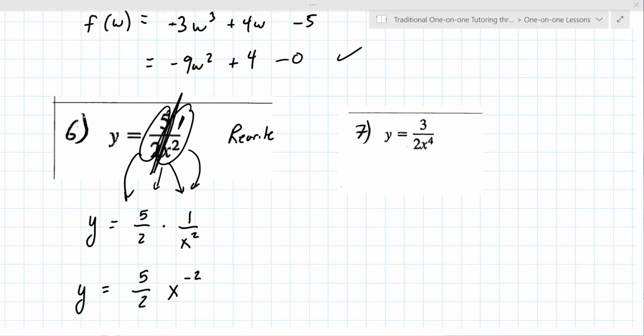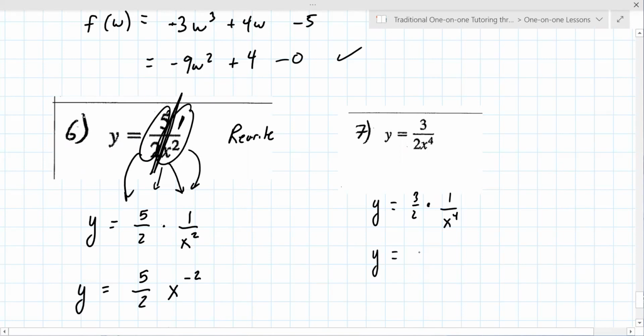So y equals 3/2, plus, not plus, times. That's multiply. Times, multiply, yeah. Maybe you meant that. I know English is not your first language, so I understand how difficult this can be. Times 1 over x.